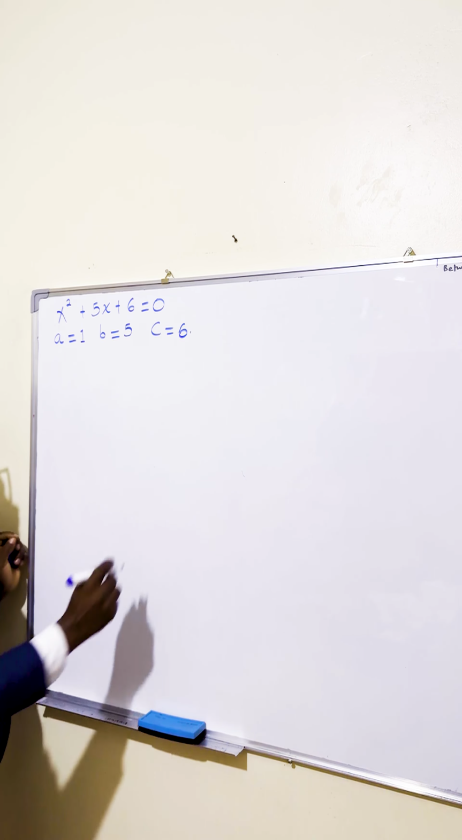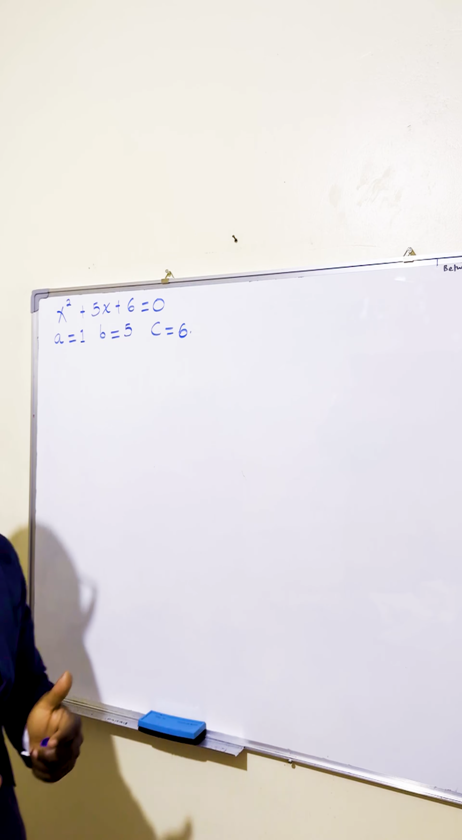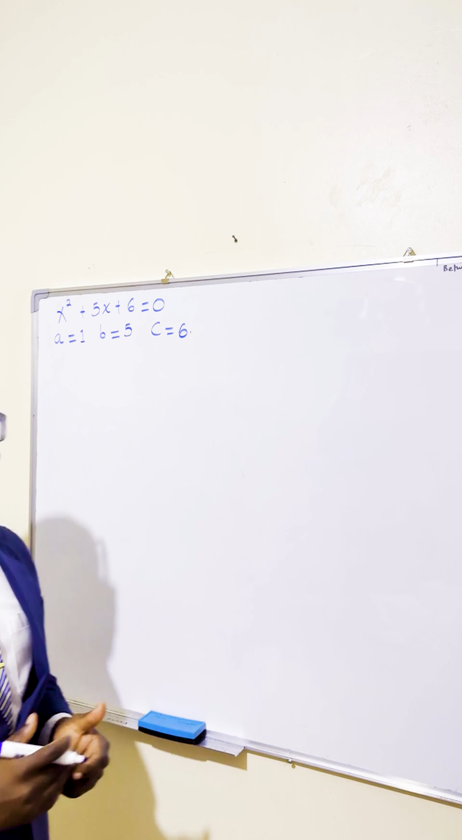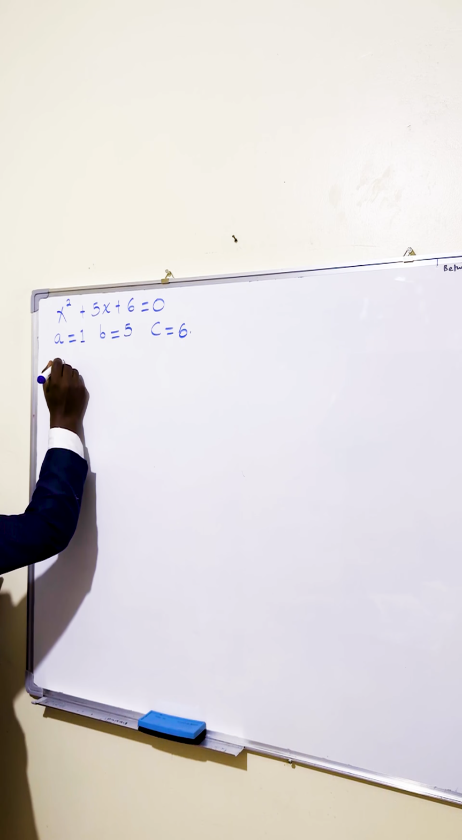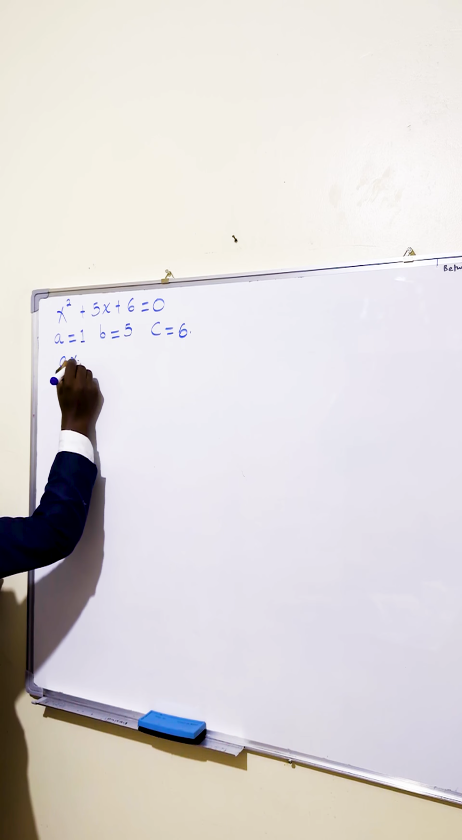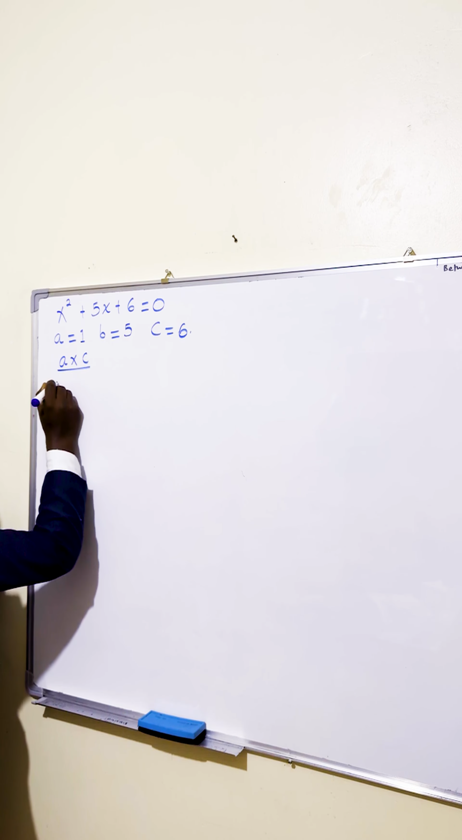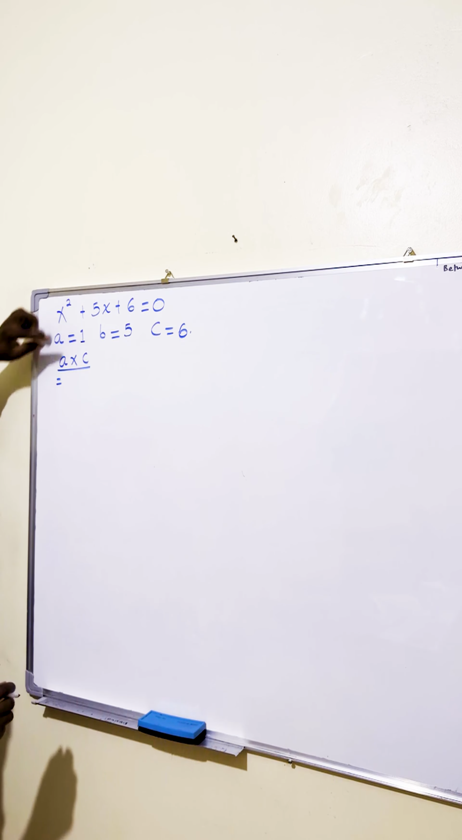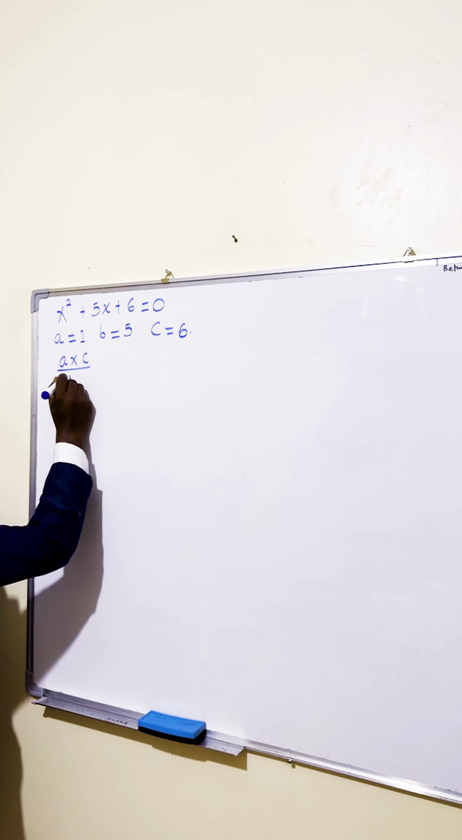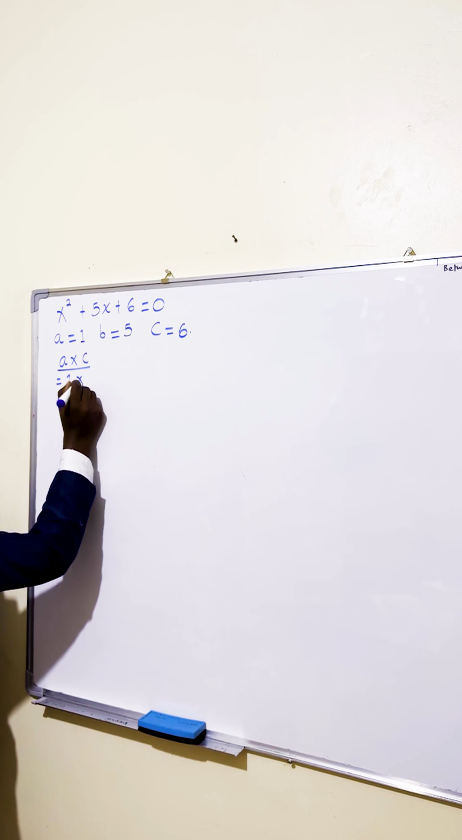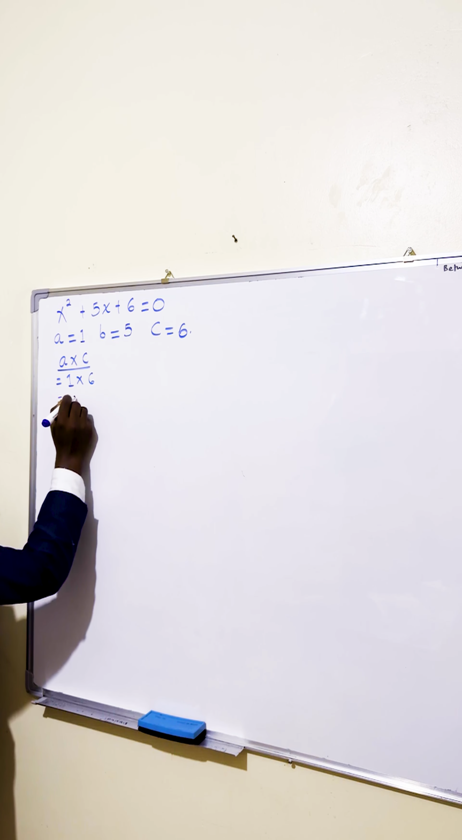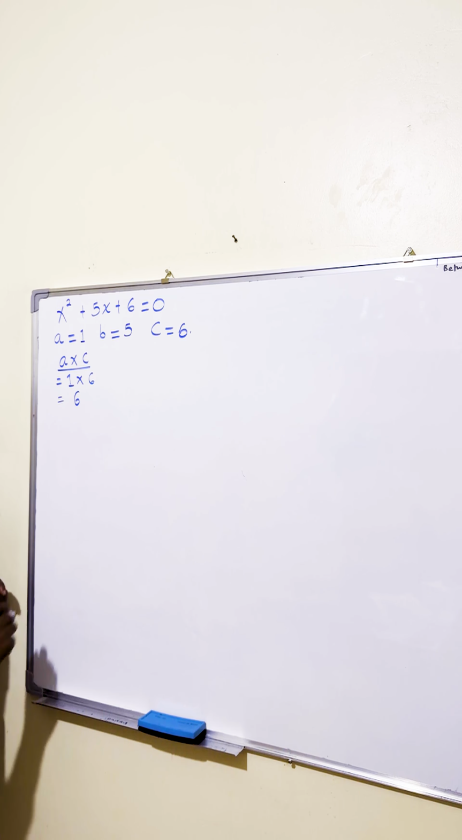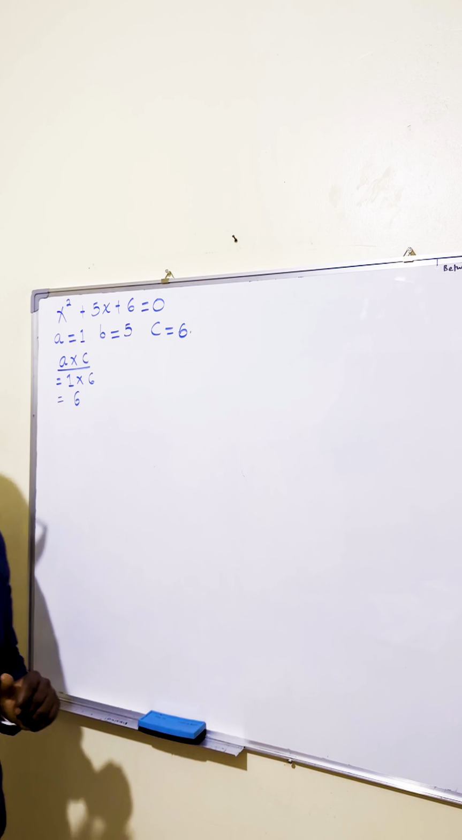A 6. Now, after identifying the value of a, the value of b, and the value of c, we are going to find the product of a and what? And c. Are we together? So I'm going to get 1, then I multiply it with a 6. And the moment I do that, I'm going to get the product of a and c as a what?